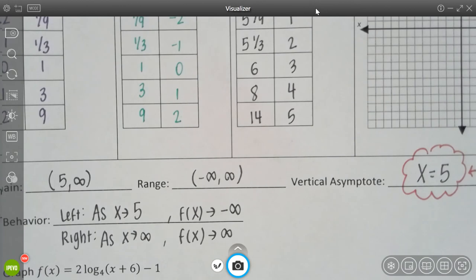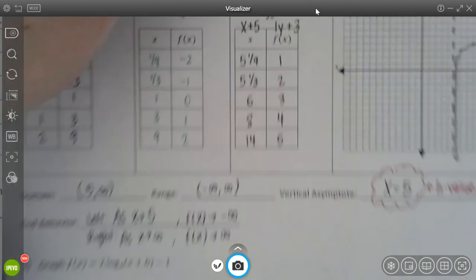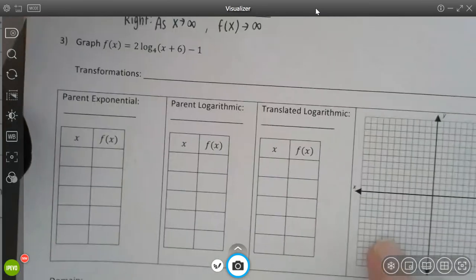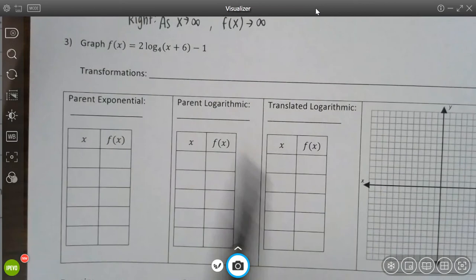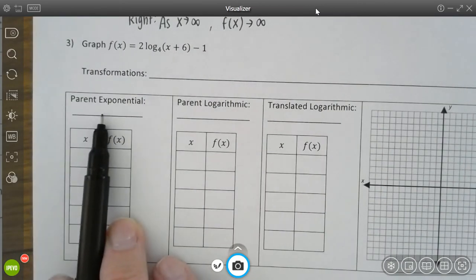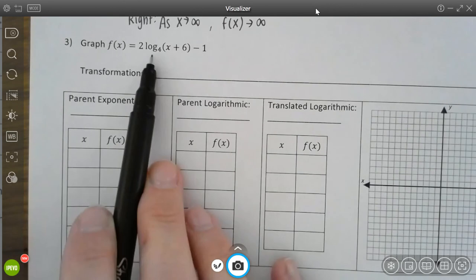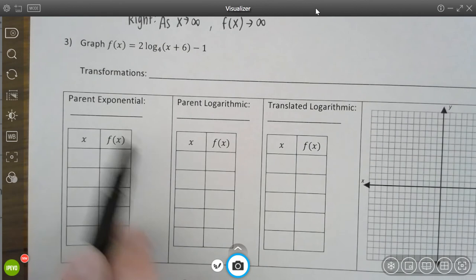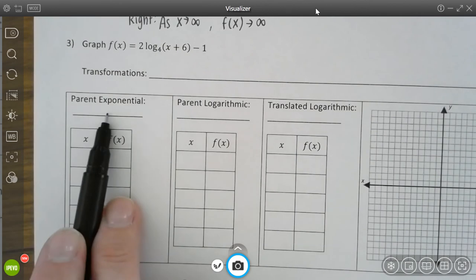So what I'm going to have you guys do is go through and try your hand at this last example. So I'll have you go through and fill in the transformations. I do just want to make sure that we're on the same page for the parent exponential. For this example, 2 log base 4 of x plus 6 minus 1, what would be our parent exponential here?